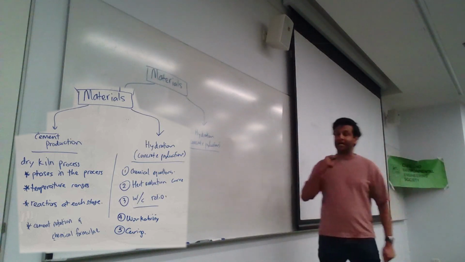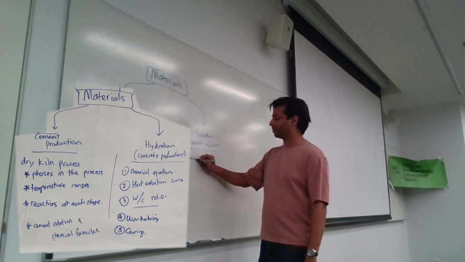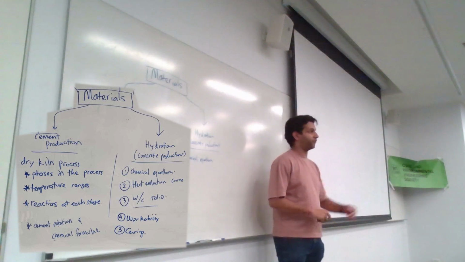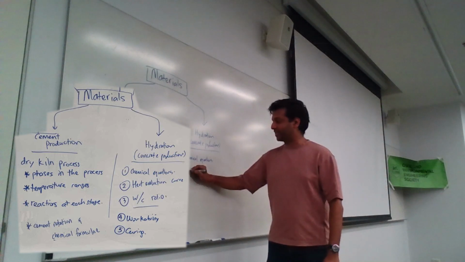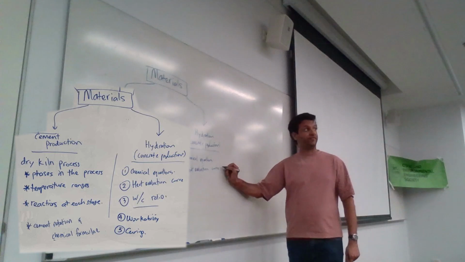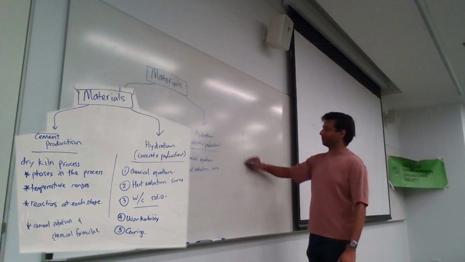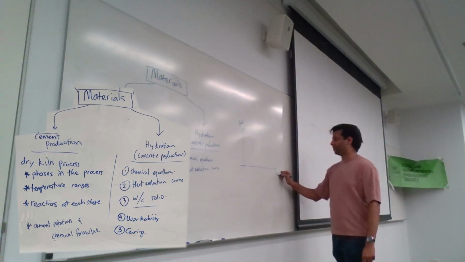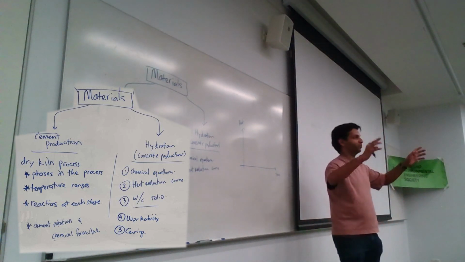Important stuff to know about the hydration reaction. First thing is your chemical equations. Okay, for each phase of that hydration reaction, you really need to know it. The second thing is the heat evolution curve. You would see this, if I'm not wrong, in your quiz. It's a curve that looks like this. It's like heat, time, and it's basically a curve showing how the heat is given off when you create cement.